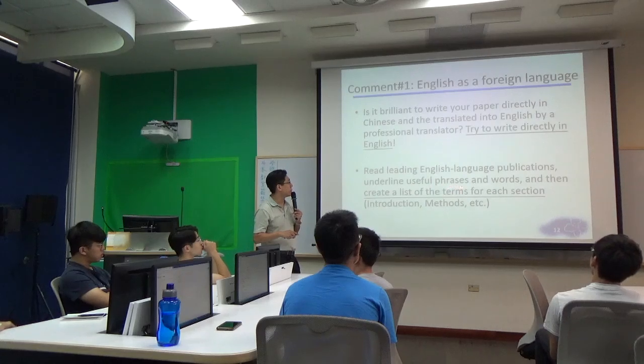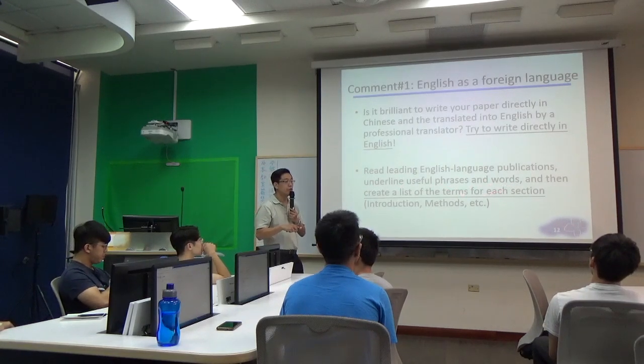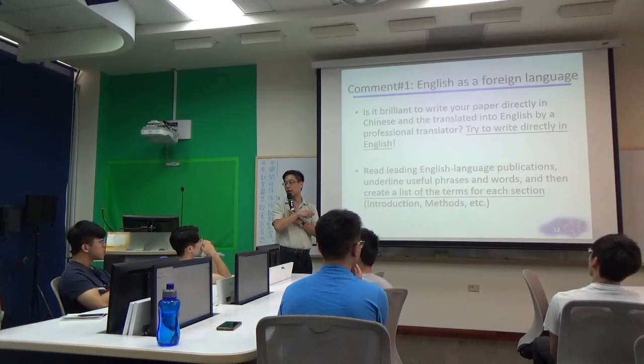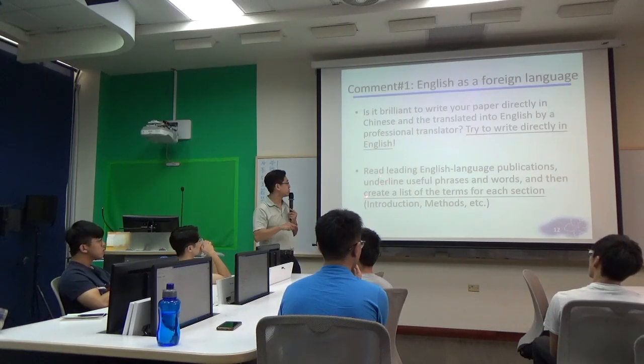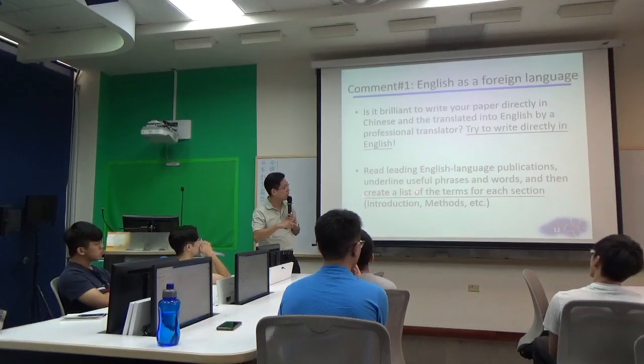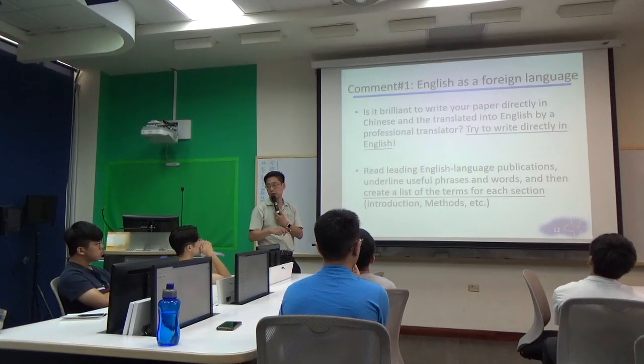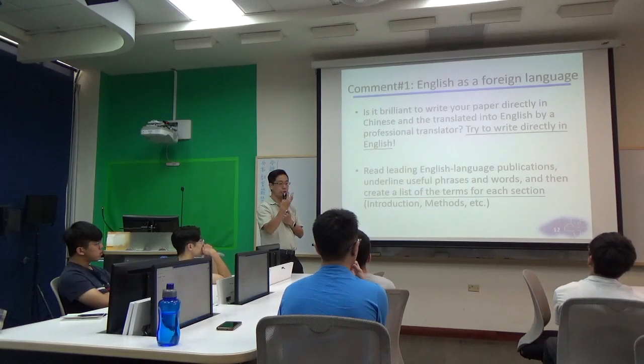Okay. So, underline useful phrases and words. Those are the things we can do. You find good papers and you underline. Do you know underline? The meaning of underline? Hao-Jun, you know underline, right? Underline means something like this. I put a line under it. So underline useful phrases and words. Those are the sentence structures you usually use.